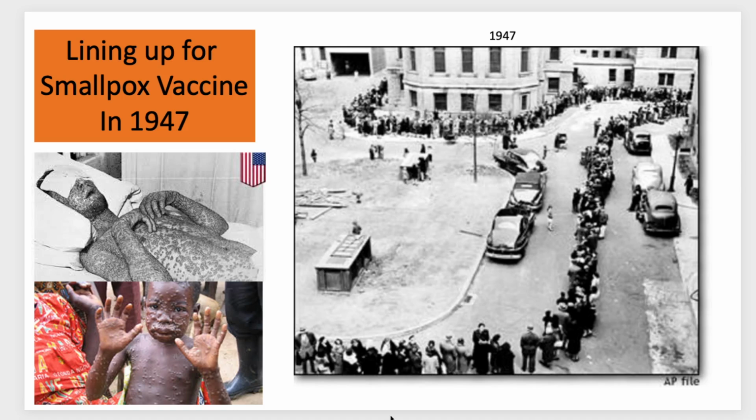This is an image from 1947 on the right. You see this huge line of people in New York City. They actually created a campaign to give everyone a free smallpox vaccine so that they wouldn't die from the disease and to prevent the spread of the disease. At that time, everybody wanted to get that vaccine because it was a life or death situation.